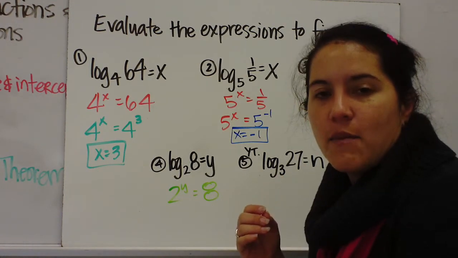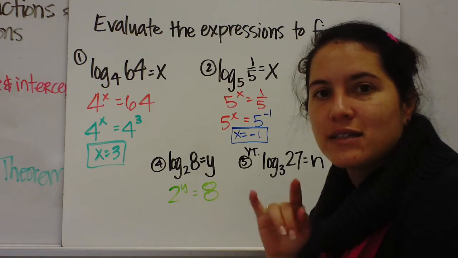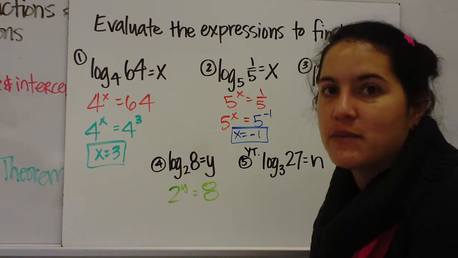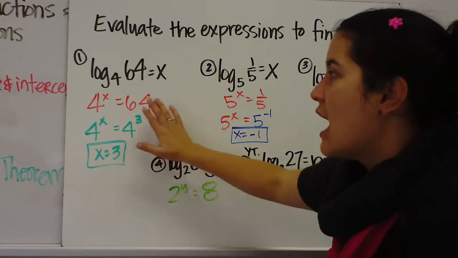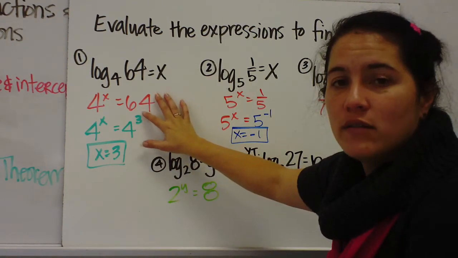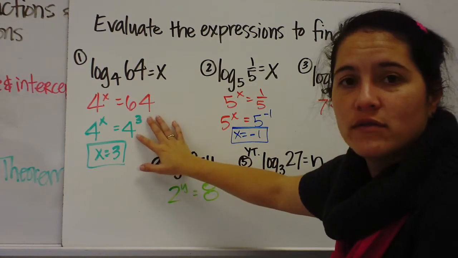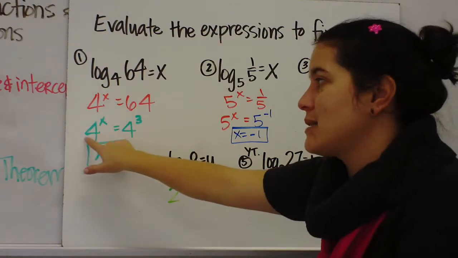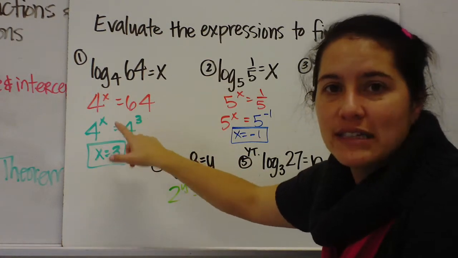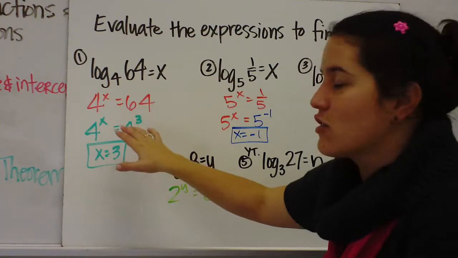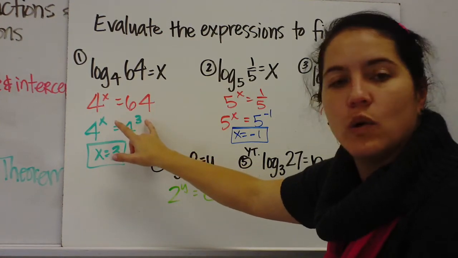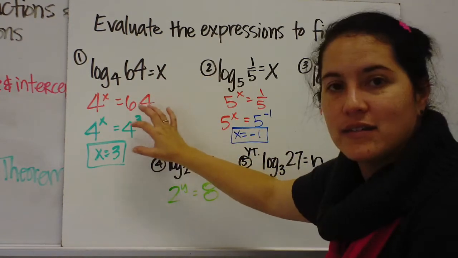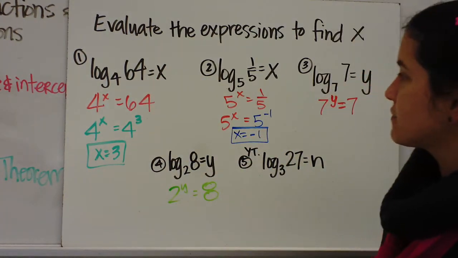If you can simplify your numbers to the same base, then your exponents have to be equal. Let me show you what I mean. I can rewrite 64 as a base of 4, because I know that 4 to the third power is 64. Now I have the same base, 4 and 4. If you have the same base, then your exponents are going to be equal. That means x has to equal 3. If you can get your values to the same base, then you can find your missing exponent.